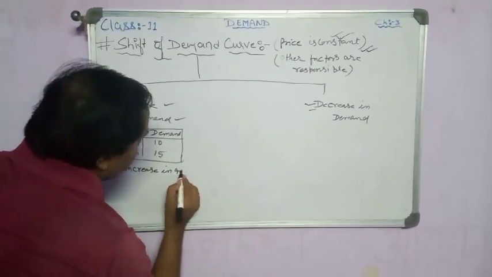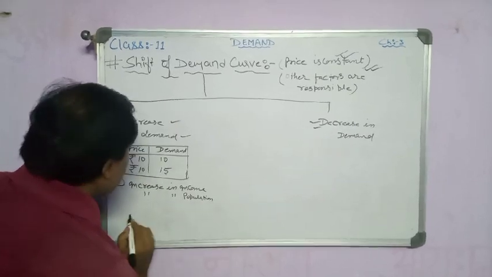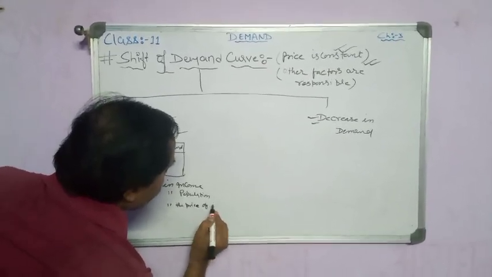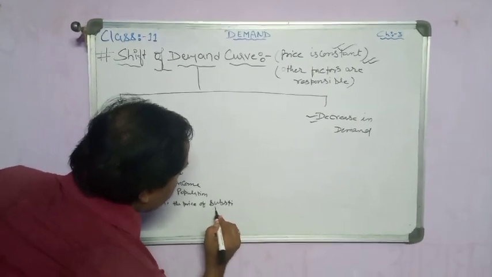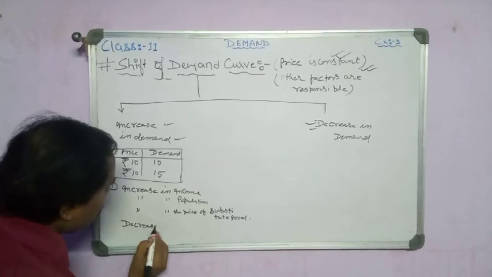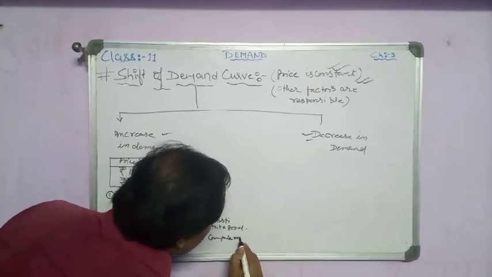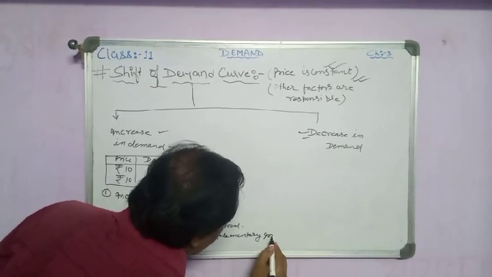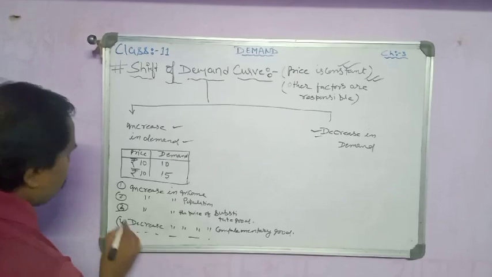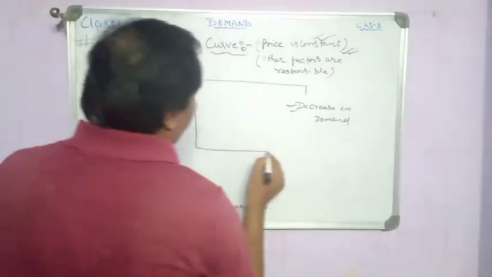So why did it happen? It happened due to many other factors such as increase in income, increase in population, increase in the price of substitute goods, decrease in the price of complementary goods, and so on. So these are the different factors due to which the demand of the commodity has increased. Here we can also explain with the help of the following diagram.